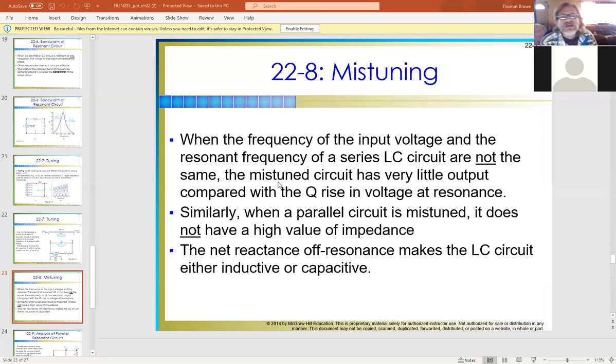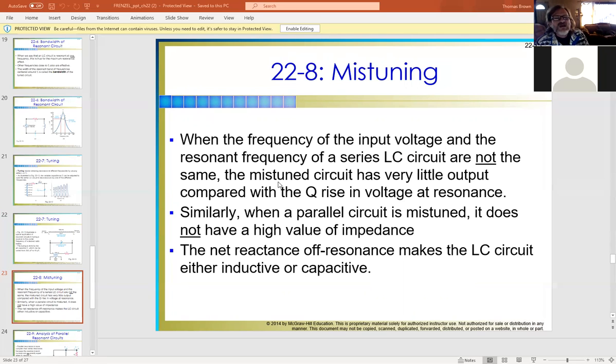But in any case, so mistuning. When you have a frequency, and of course we have an input voltage, there's always going to be some sort of magnitude that we're dealing with, even if it's very, very minimal. In a lot of cases in radio broadcasting, you try to keep your power as minimal as possible for broadcasting purposes, because the signal will degrade over distance and whatnot.